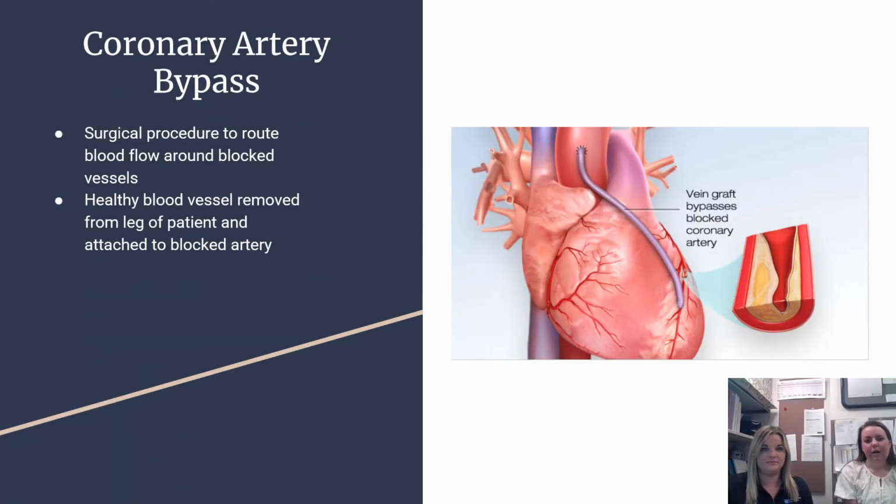Like we mentioned before, many heart failure patients also have coronary artery disease, so they often require a coronary artery bypass to reroute their blood flow around their blocked blood vessels. A healthy blood vessel is often removed from the leg of the patient and attached to the blocked artery. This will help reroute healthy blood through the healthy blood vessels and around the blocked blood vessels.